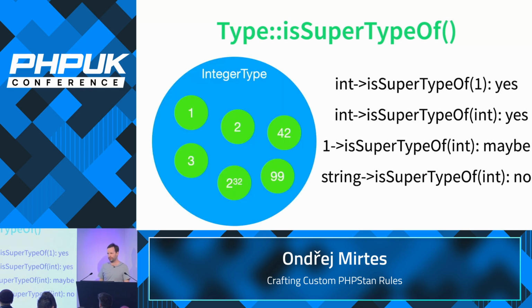And this method works between all types. So for example, you can imagine a type of all integers. So we have a blue circle of all integers, and inside you can imagine green circles of specific constant values. And it also works exactly the same way.